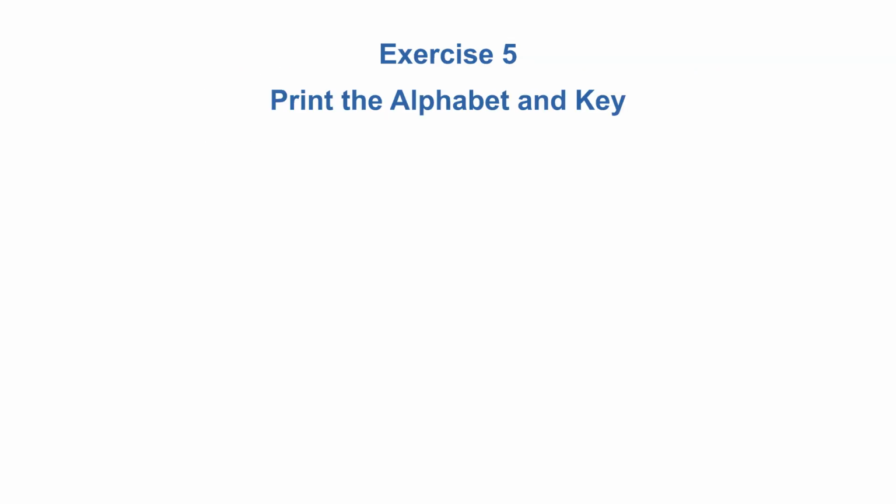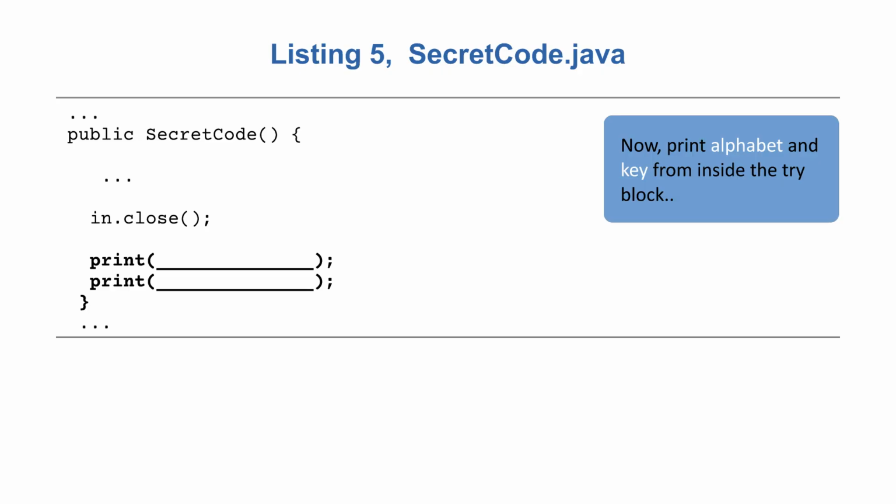Exercise 5. Print the alphabet and key. Now print alphabet and key from inside the try block. Run it. What happened? It should have printed the alphabet and key as they had been saved in key.txt.